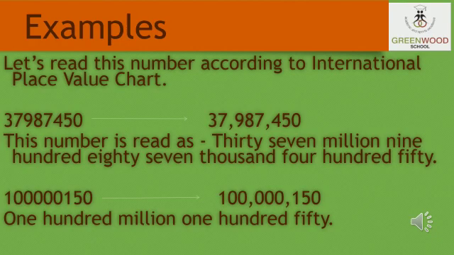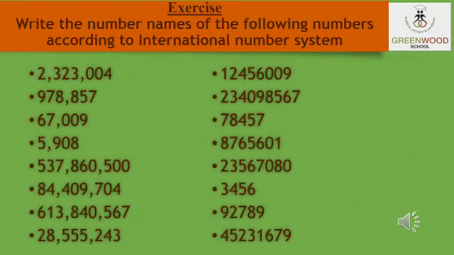Differentiate periods by placing commas. This number is read as 100,150,000. Now solve this exercise. You can see in this slide, in the first part, periods are already separated, while in the second part, separate the period and then write the name of the number.